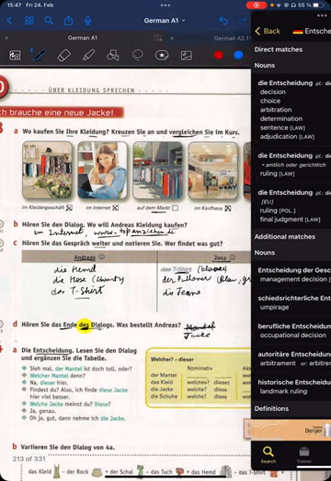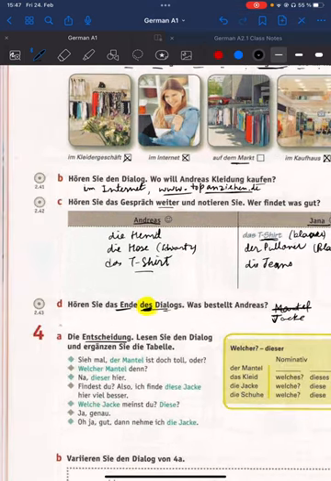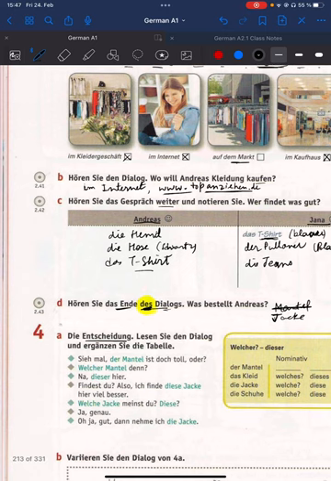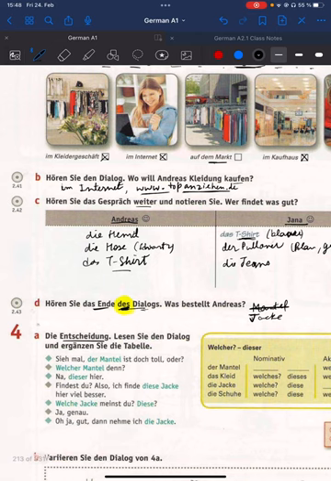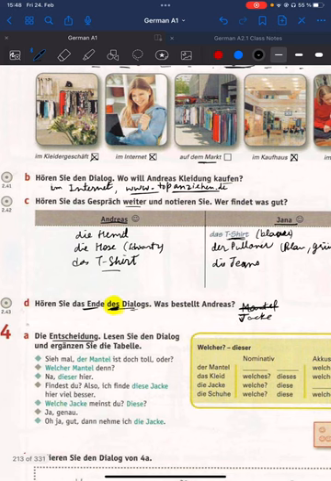Decision, choice. Okay. Die Entscheidung, the decision. Lesen Sie den Dialog und ergänzen Sie die Tabelle. Read the dialogue and fill in the table. Sieh mal, der Mantel ist doch toll, oder? Welcher Mantel denn? Dieser hier. Okay, this is the same. Findest du? Ich finde diese Jacke hier viel besser. Welche Jacke meinst du? Diese? Ja, genau. Oh ja, gut, dann nehme ich die Jacke. Okay.